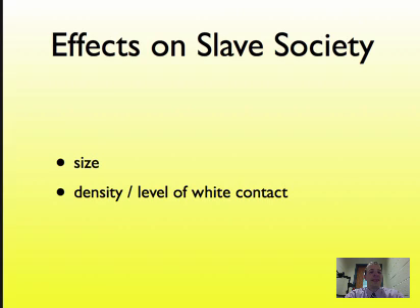The size and density of the black population in a colony really determined the level of identity that was maintained. So the slave culture and the slave identity in a place like South Carolina is going to be very different and much stronger than, say, the slave identity and the slave culture in Massachusetts, where there were much, much fewer slaves.